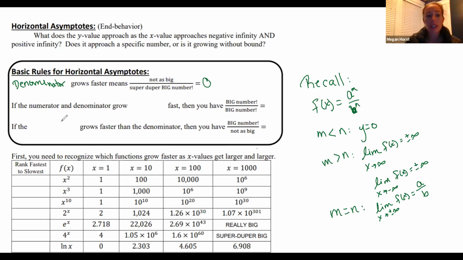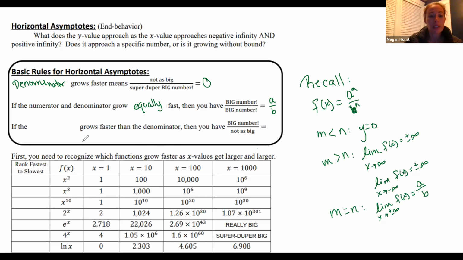If the denominator and the numerator grow equally fast, that's the situation where we have m equal to n. They're growing at the same rate. Then we have a ratio of a over b. So we have some ratio as a result.